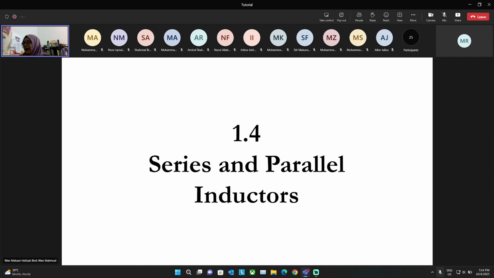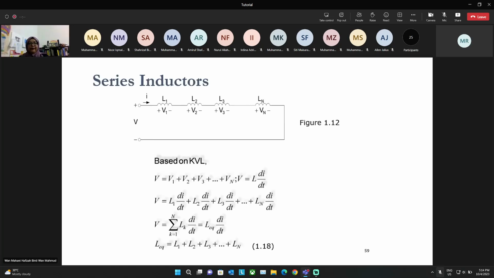Tak apalah, yang tu lambat lagi. So kita fokus one by one. Sekarang ni kita akan continue with the next part which is the series and parallel of inductors.